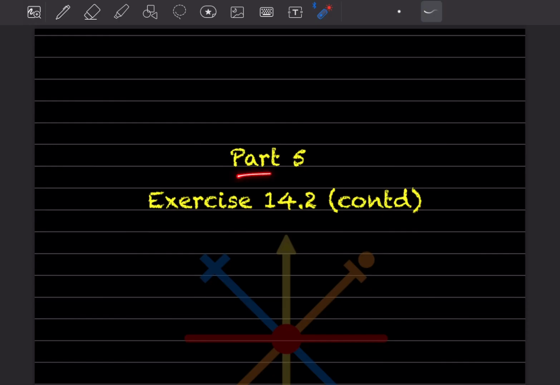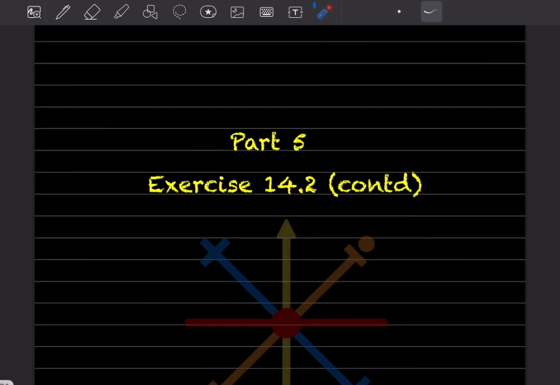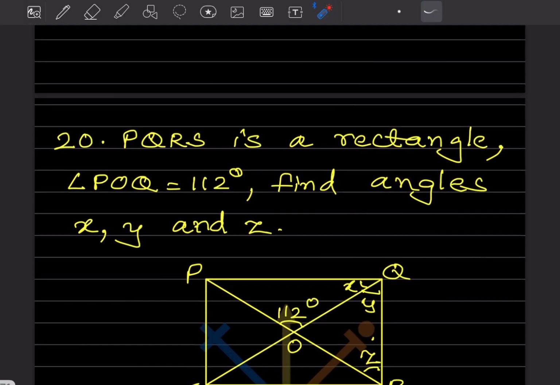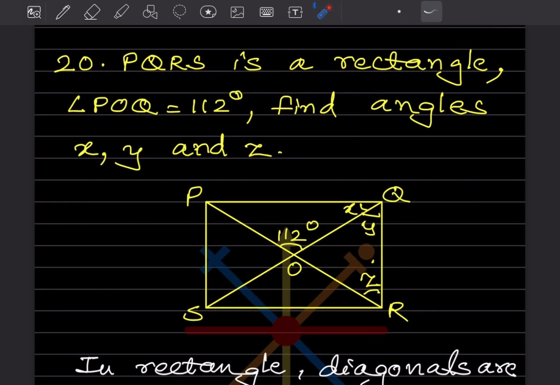So today we'll do part 5. In that we'll see again the exercise 14.2, which is incomplete because that was a big exercise. So we'll see question number 20.